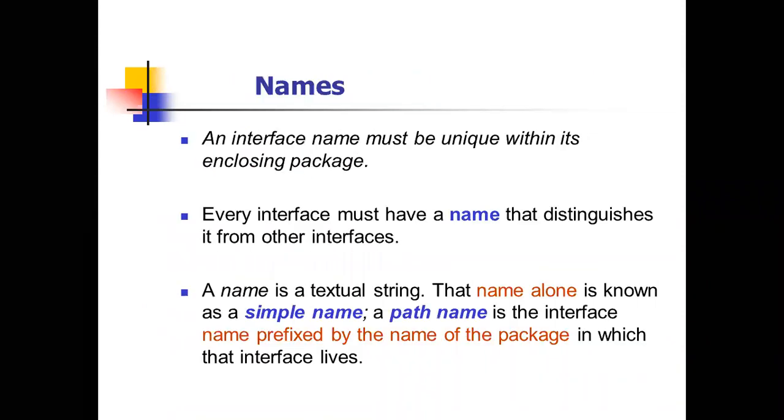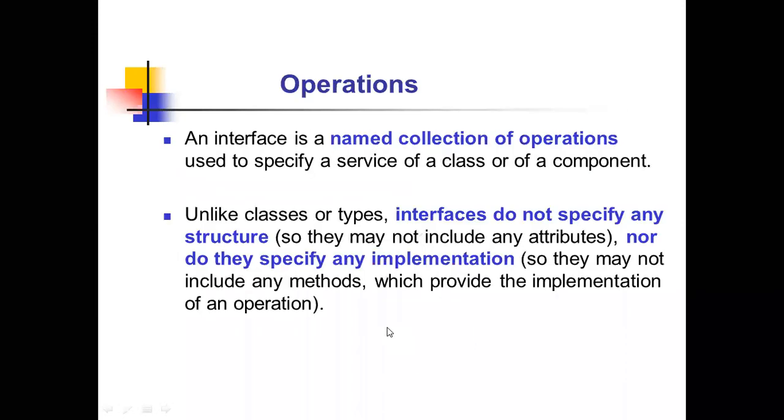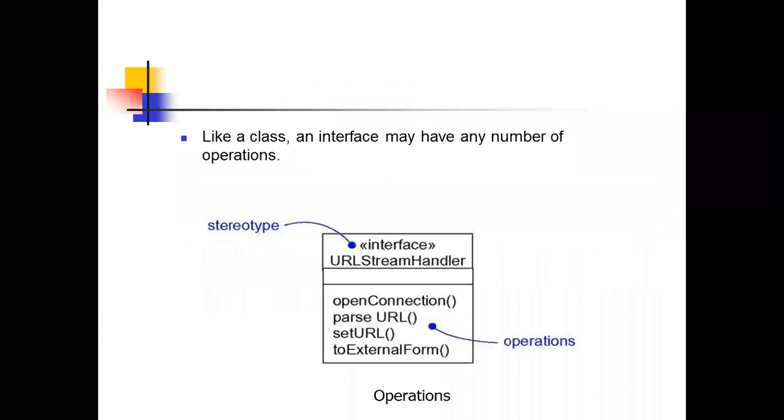So the next one is names. An interface name must be unique within its enclosing package. Here you can see the simple path and names, how to give that path and names. Here you can see the interface like a class. An interface may have any number of operations. Here you can see the stereotype, how to give the stereotype here.